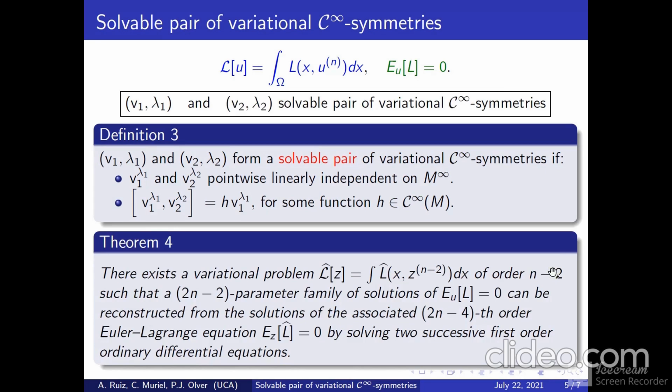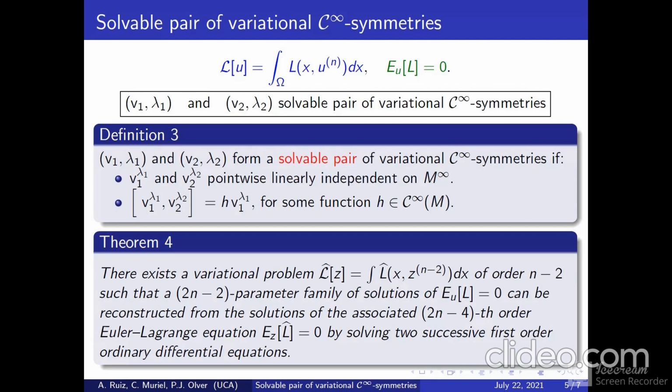So in this situation, we are able to prove the next theorem. If an nth order variational problem admits a solvable pair of variational C-infinity symmetries, then we can successively reduce the order of the associated Euler-Lagrange equation by 4. And also, it is possible to reconstruct a 2n minus 2 parameter family of solutions of the original Euler-Lagrange equation by solving successively two first-order equations.